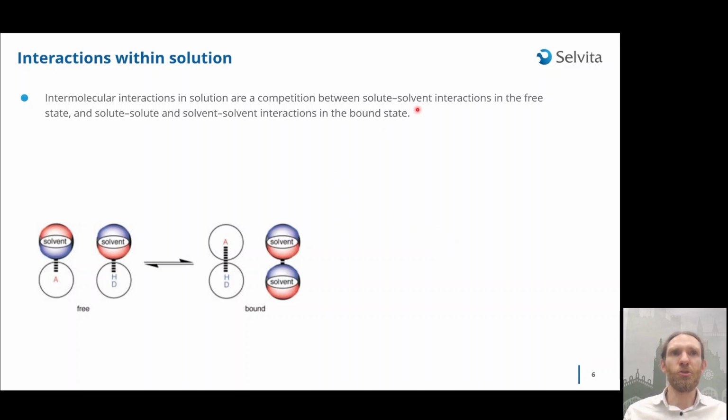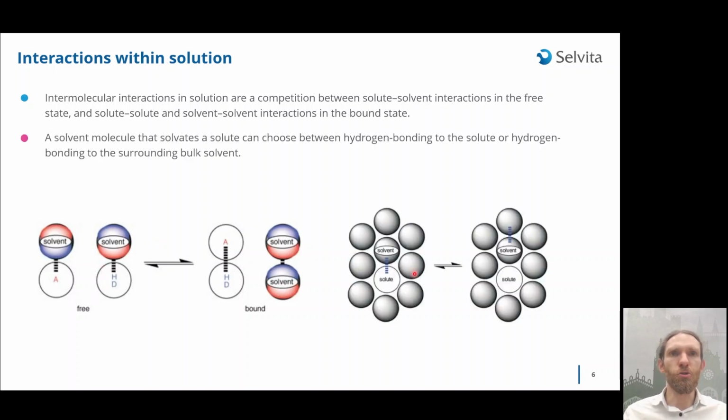Now, when it comes to the interactions within solution, they exist in competition between solute-solvent interactions in a free state and solute-solute and solvent-solvent interactions in the bound state. Our solute may have hydrogen bond donor and acceptor properties, so it can form hydrogen bonds with another solid molecule and also with a solvent molecule. A solvent can also choose between forming this interaction with a solid molecule or with another solvent molecule. And both equilibria, on the left and on the right, will affect the solubility process.